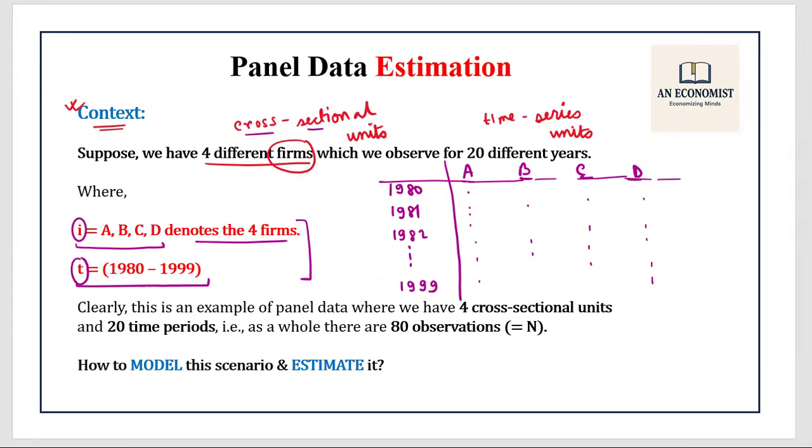Now, can you pause the video and think how many total data points you will have here? You have four different firms, A, B, C, D, and you have 20 different years. So how many total data points will you have? You will have 80 total data points, 80 total observations. For every cell, you will have one data point, right?